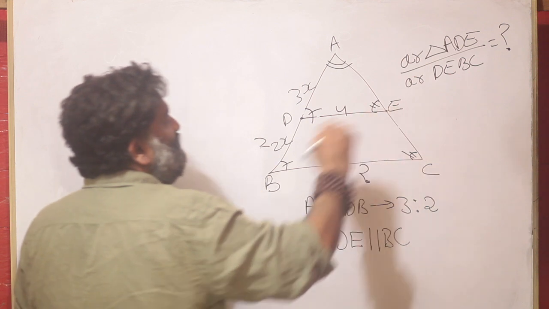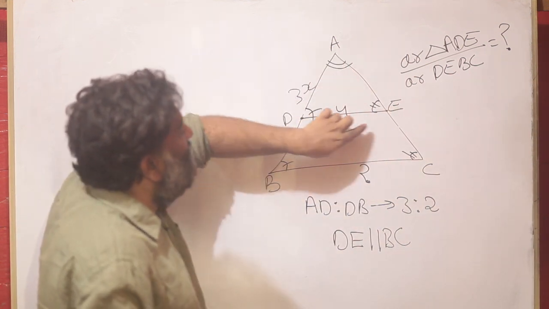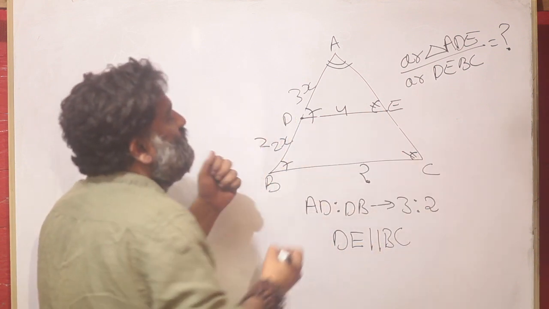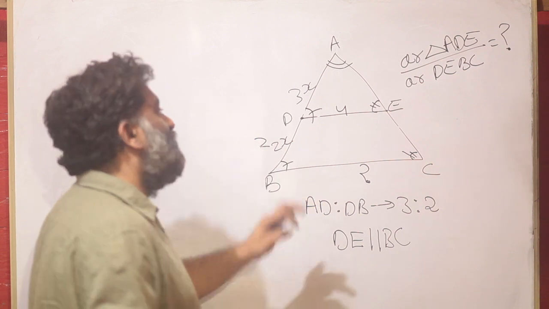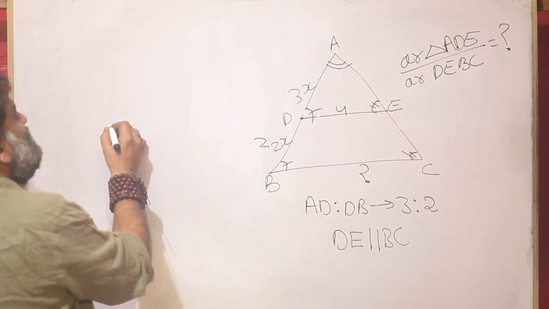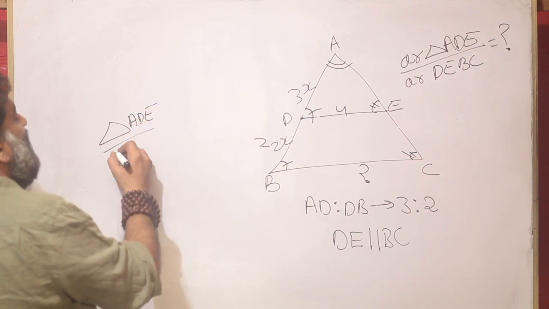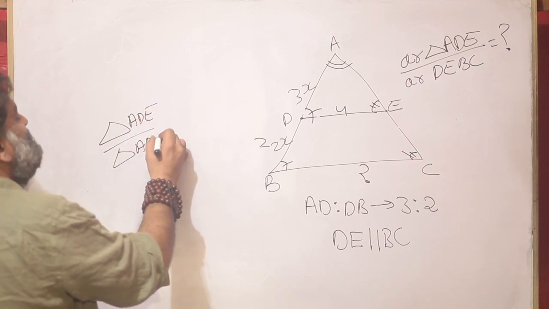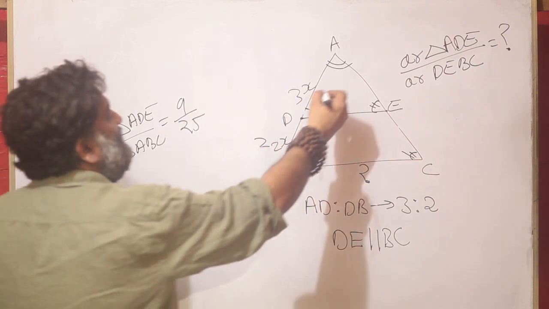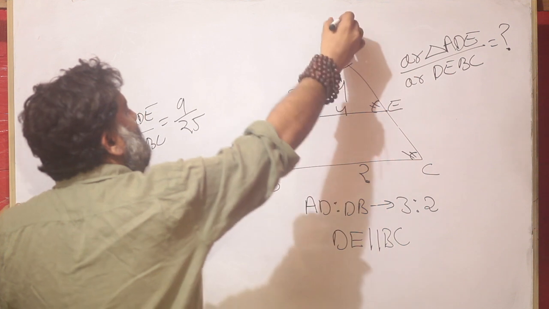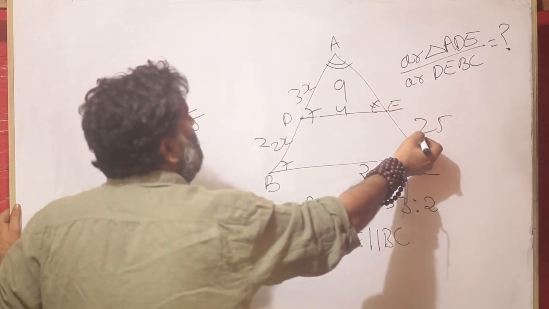DEBC, or whatever you have named it. So the ratio of the area of the small triangle and this trapezium, you want to find this ratio. Actually, this should not be too much of a challenge at all, because you just figured out that the ratio of triangle ADE and triangle ABC was 9/25. That means this triangle is 9 and the whole big triangle is 25.